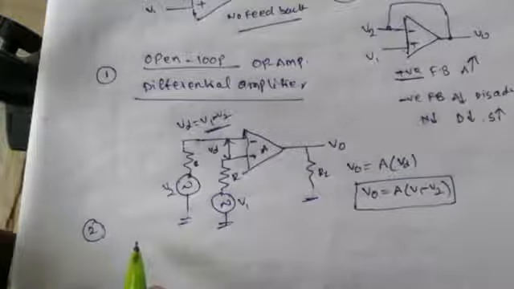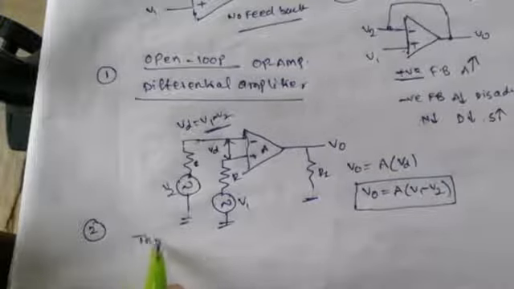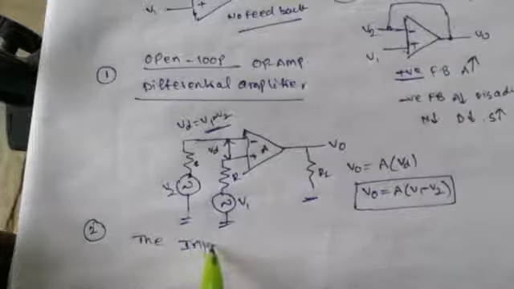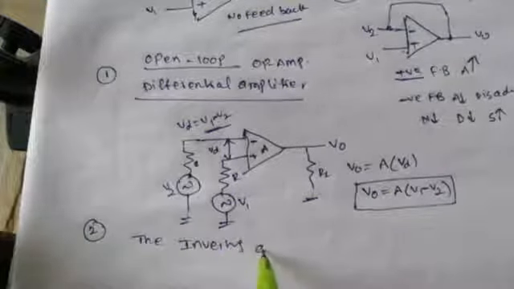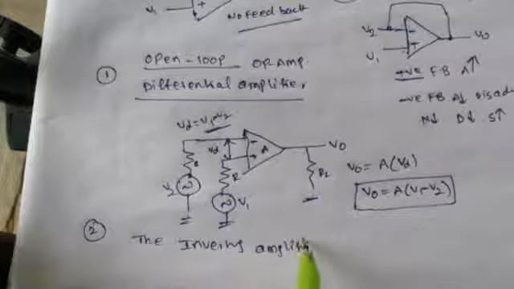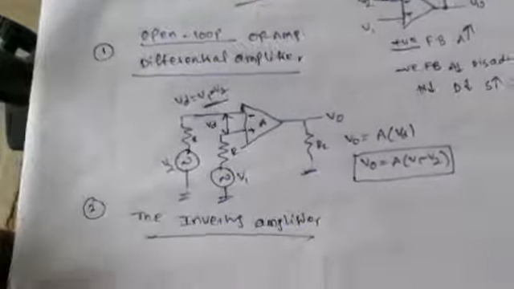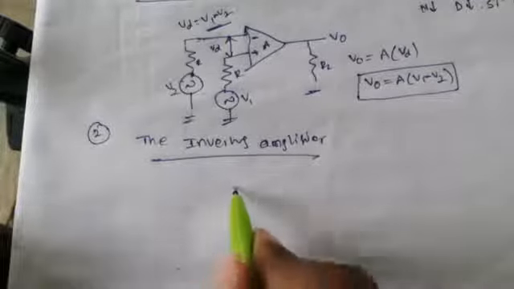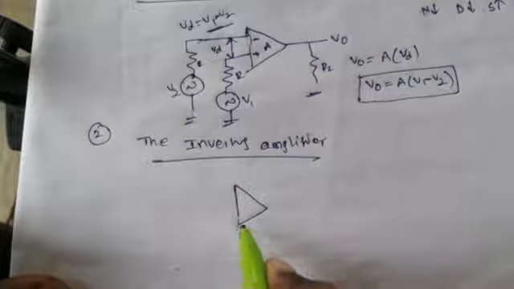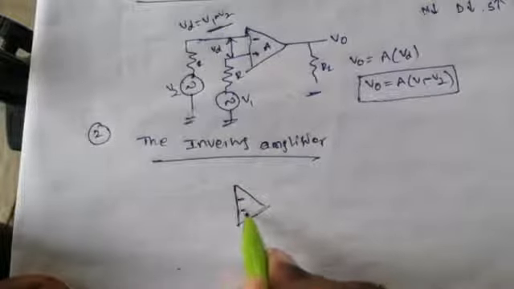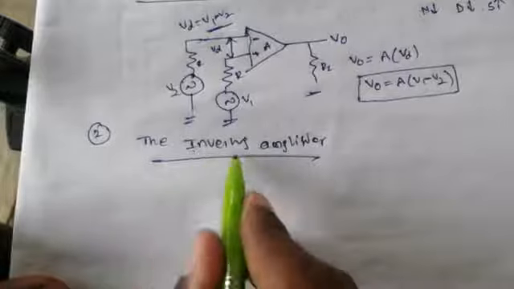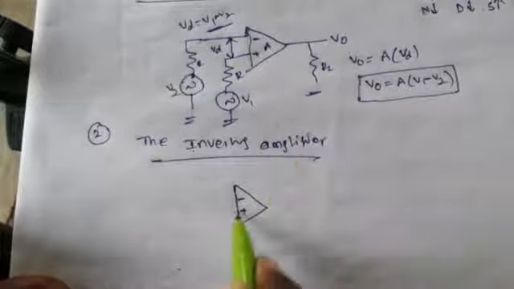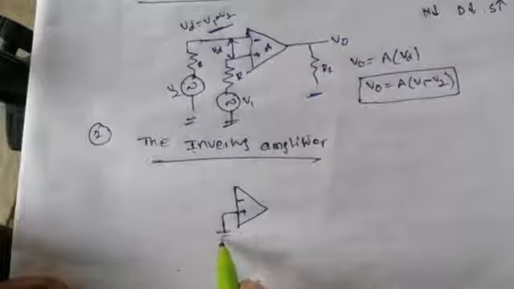Similarly, we now discuss the inverting amplifier. What is the meaning of inverting amplifier? It means we apply the input voltage to the inverting terminal only. The non-inverting terminal is grounded. Consider the operational amplifier: the inverting and non-inverting terminals are there. This is the inverting operational amplifier. Inverting means the non-inverting terminal should be grounded.